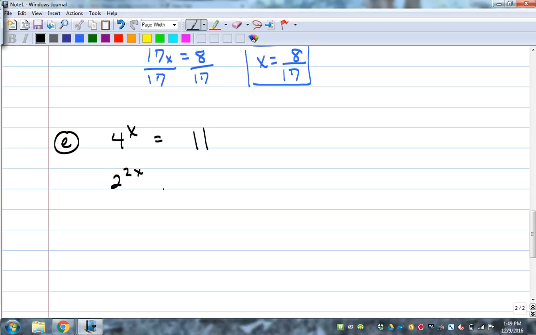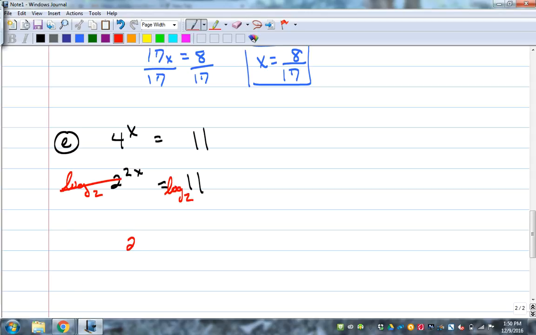So 2 to the 2x is equal to 11. But that doesn't work as far as setting the exponents equal to each other because they don't have the same base. So this is where the logarithms come into play and they're a useful operation. The way you would want to solve this is to get rid of the base 2. What log will get rid of a base 2? Log base 2 will get rid of a base 2. So that's what we're going to do to both sides. We're going to take the log base 2 of both sides.